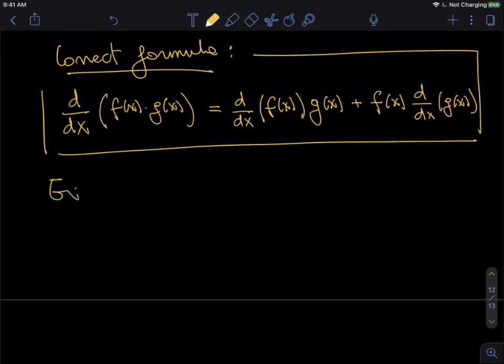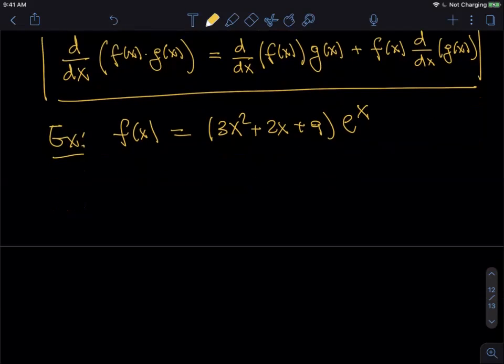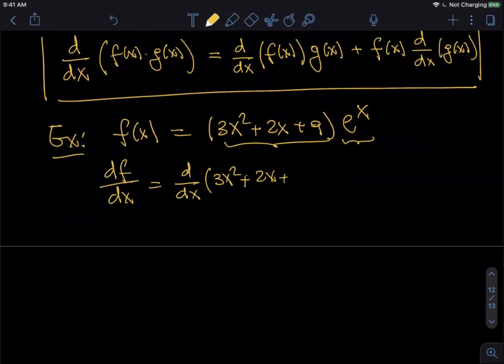Okay, let's see how this works. Example. Let's find the derivative of (3x squared plus 2x plus 9) times the exponential of x. So df/dx equals, and now notice here we have two functions, right? So it's d/dx of the first times the second plus the first times the derivative of the second.